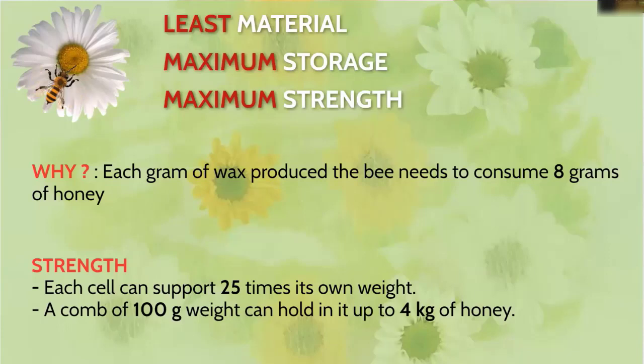Each cell, be careful here, can support 25 times its own weight. A comb of 100 grams of weight can hold up to 4 kilograms of honey. Wow. 100 grams of comb can hold 4 kilograms of honey. Wonderful. I mean, it is one of the strongest structures all over the world. Hexagon structure.